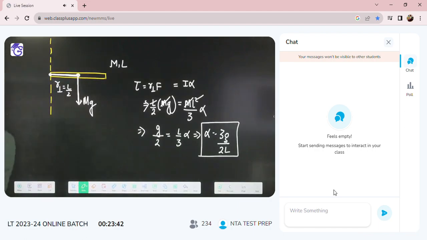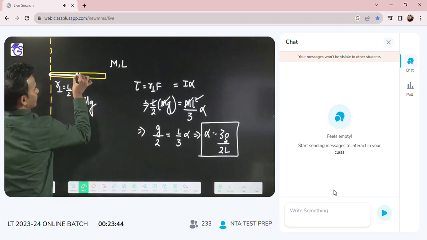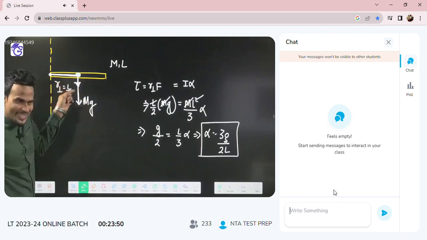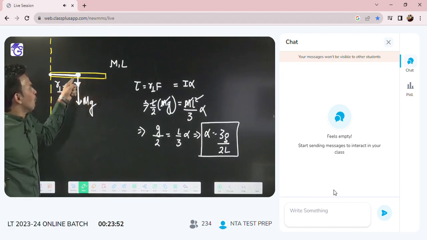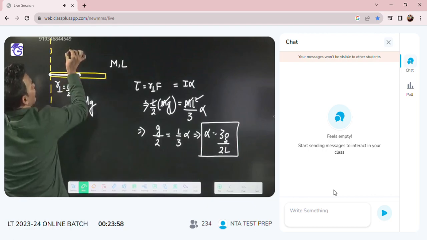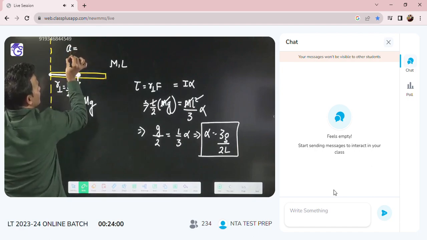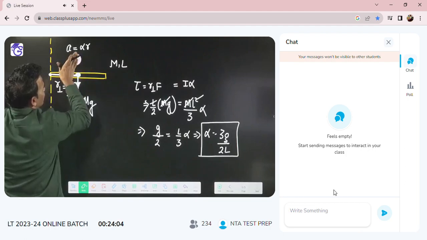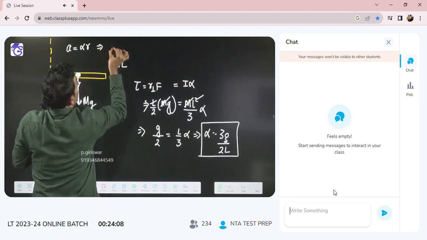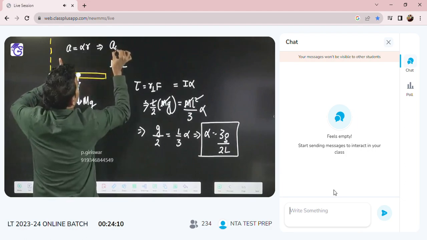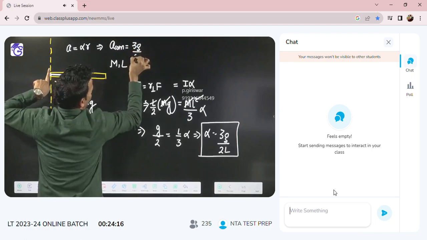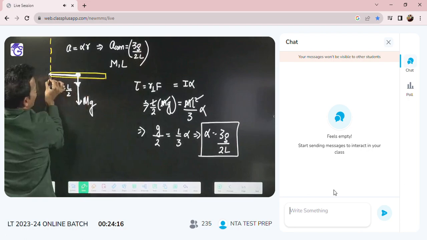Sometimes in place of asking alpha they ask what will be acceleration of center of mass. This is angular acceleration. Sometimes they ask with how much acceleration center of mass of the rod will fall. So whenever acceleration of any point is asked, you can always use a equal to alpha r. For center of mass, ACM will be equal to alpha into R. What is alpha? 3g by 2L.